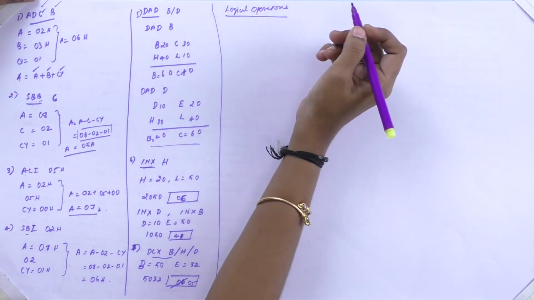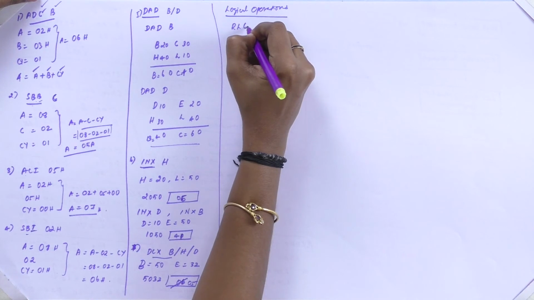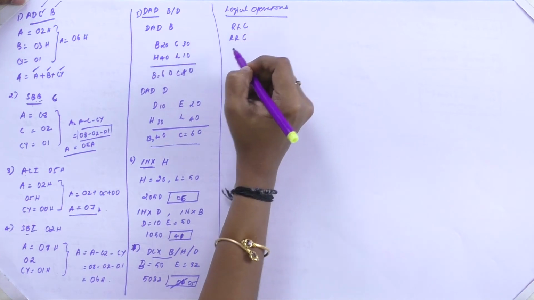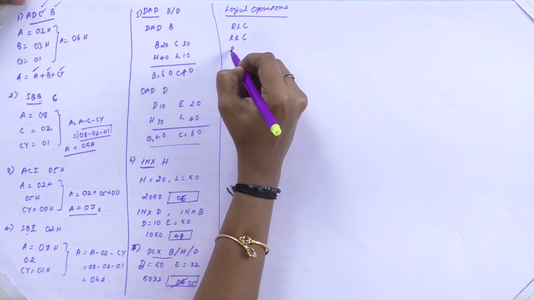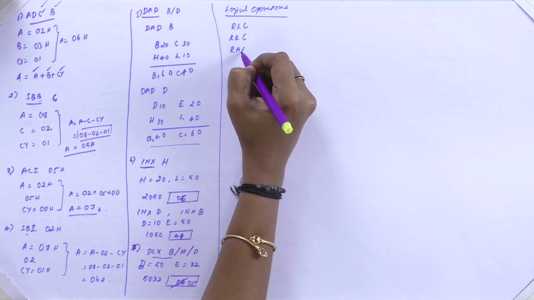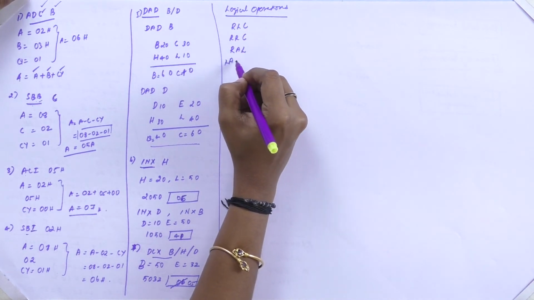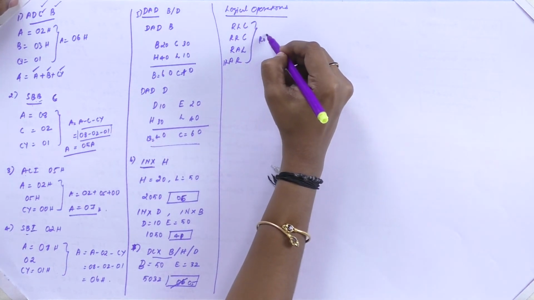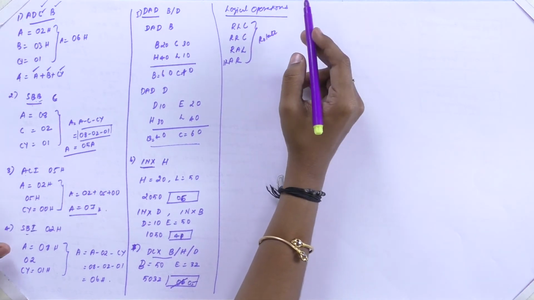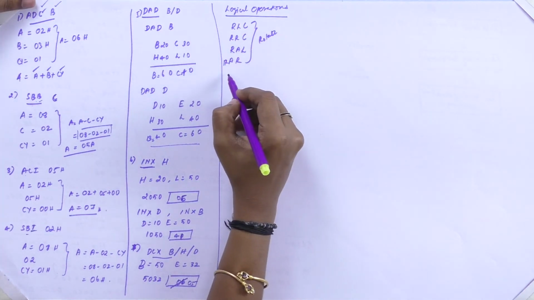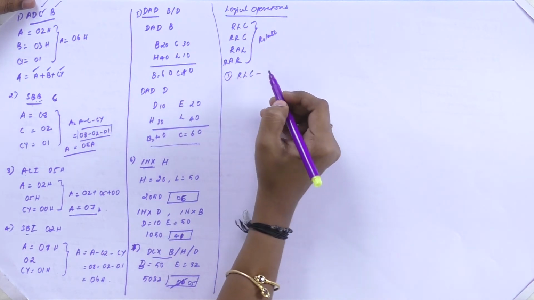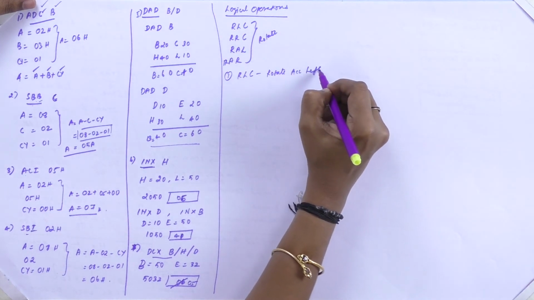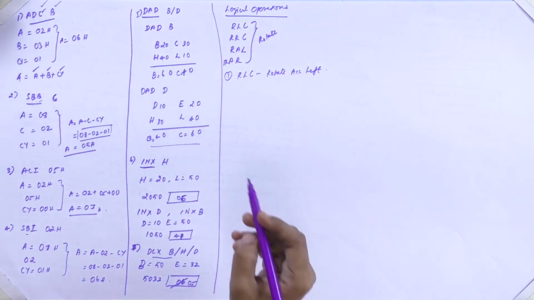The additional logical operations are RLC, rotate accumulator left, RRC, rotate accumulator right, RAL, rotate accumulator left through carry, and RAR, rotate accumulator right through carry. All these are 4 types of rotate instructions or rotate operations. We will discuss one by one. The first category is RLC. RLC refers to rotate accumulator left.